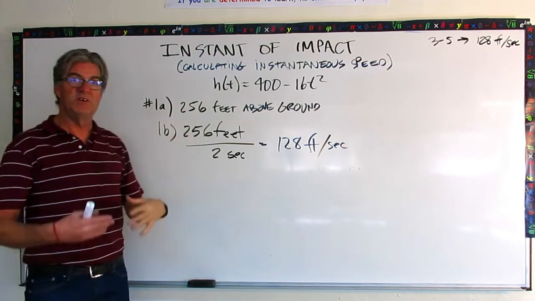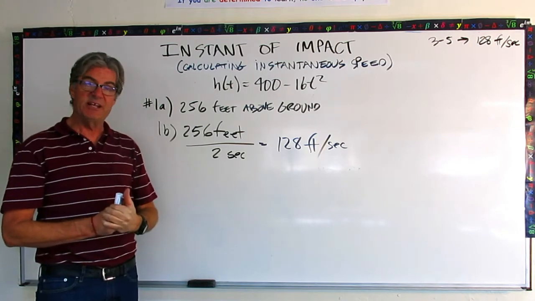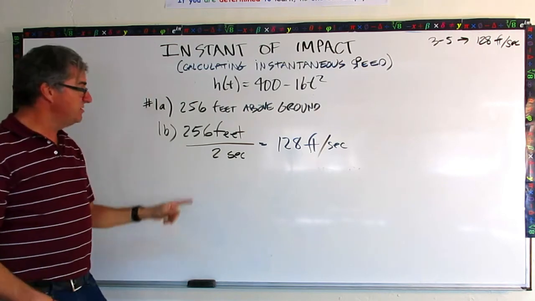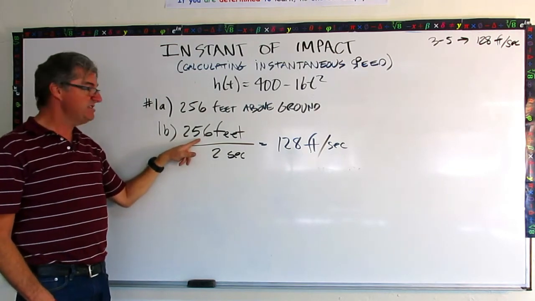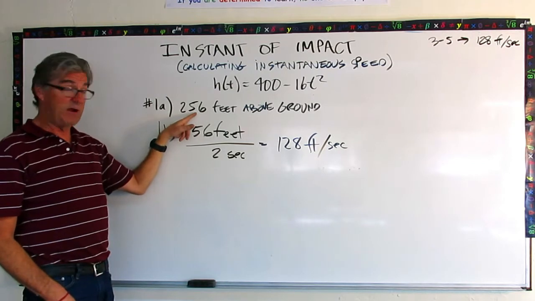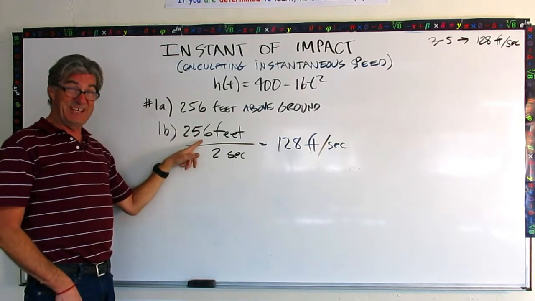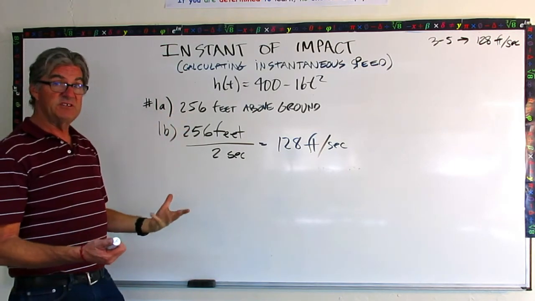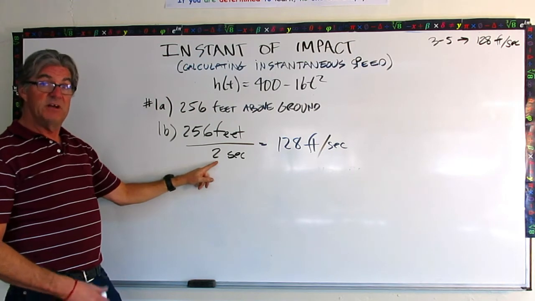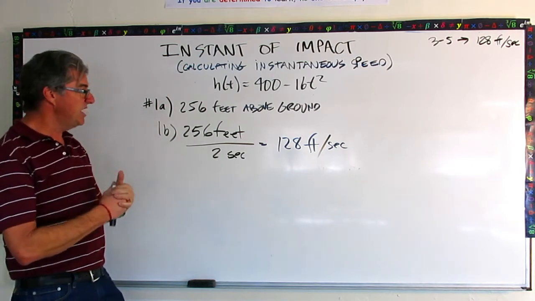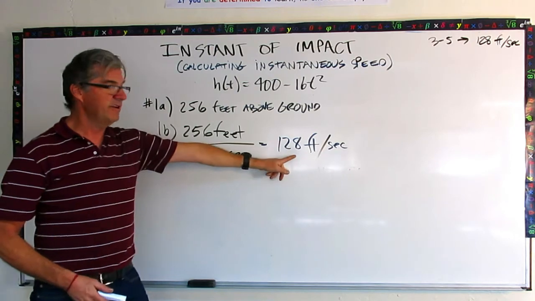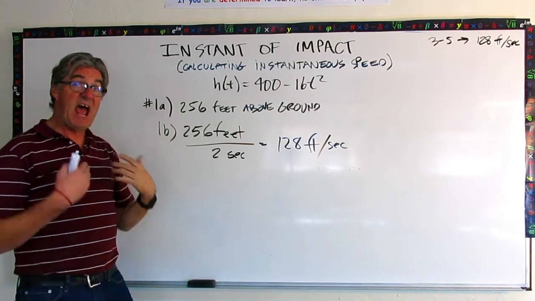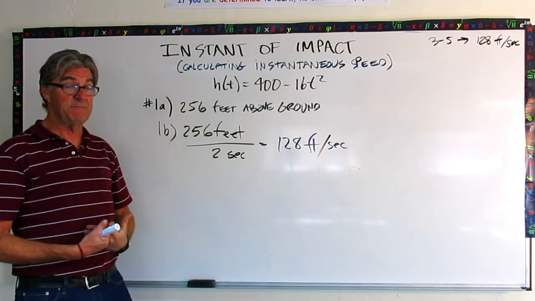So 1b was, what is the average speed during that last 2 seconds, from 3 seconds to 5 seconds? So what we do is we just take the number it has to fall in that time, and we know that if it's 256 above the ground, it's going to fall 256 to get to the ground. And then we know that this is at 3 seconds, the ground is at 5 seconds, so it takes 2 seconds to get there. So the average speed for the last 2 seconds is just 256 divided by 2, which is 128 feet per second. So during that last 2 seconds, it averages 128 feet per second.